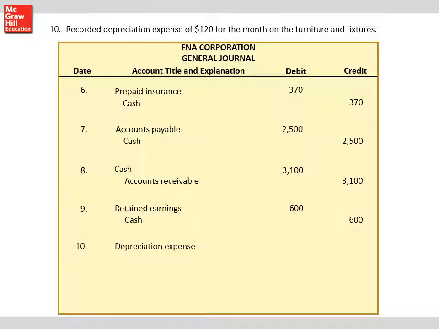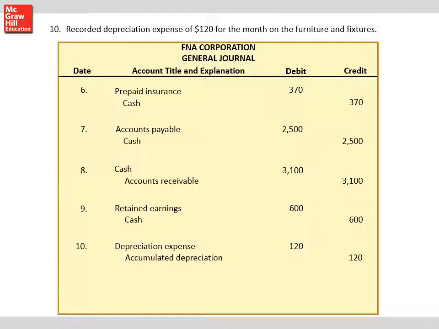So they debit depreciation expense and credit not the furniture and fixtures account, but the contra account, accumulated depreciation. Remember, contra accounts are where we keep detailed information about another account because we can't decrease that account directly. And that's what accumulated depreciation is doing, storing information about furniture and fixtures. How much of the cost of that asset did we actually expense?